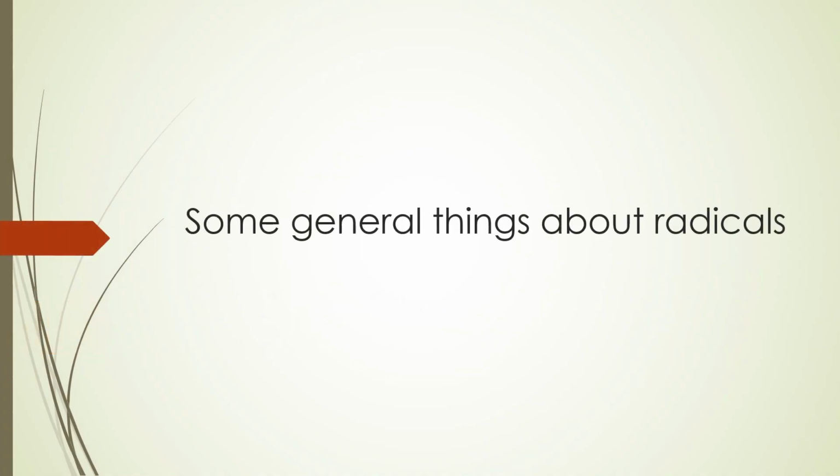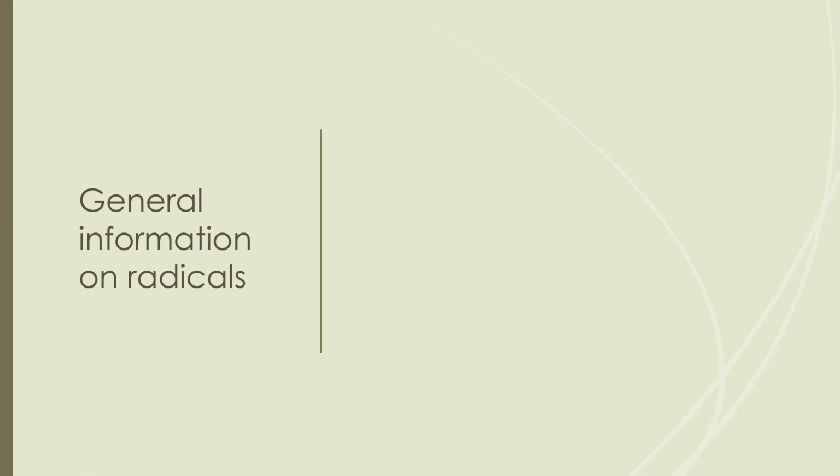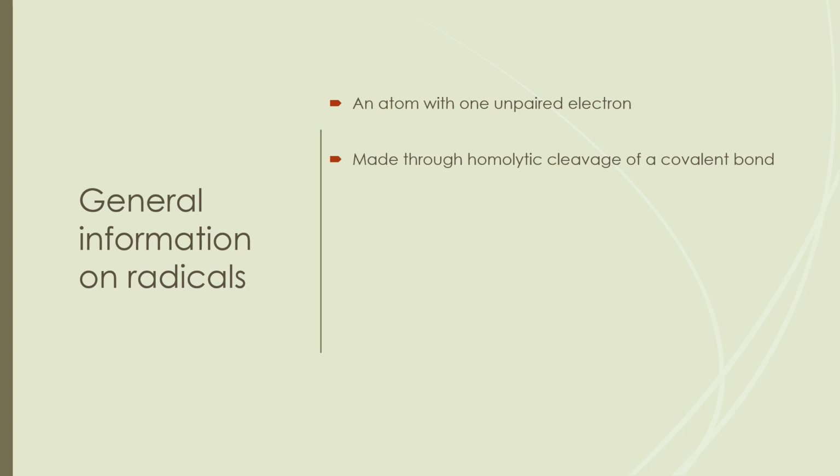A few general things about radicals. For this chapter, a radical is an atom with one unpaired electron. These radicals are made through the homolytic cleavage of a covalent bond. They are reactive enough to interact with both sigma and pi bonds.